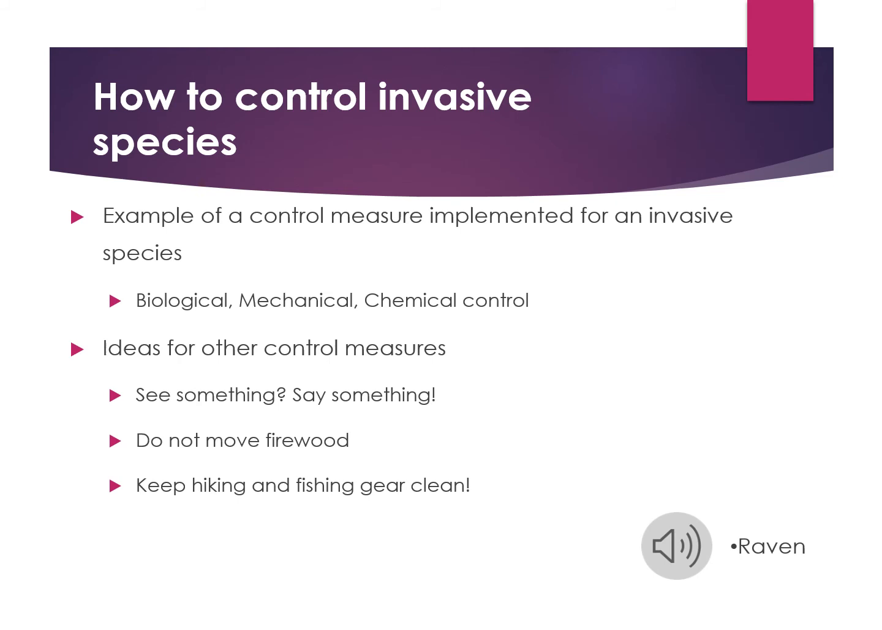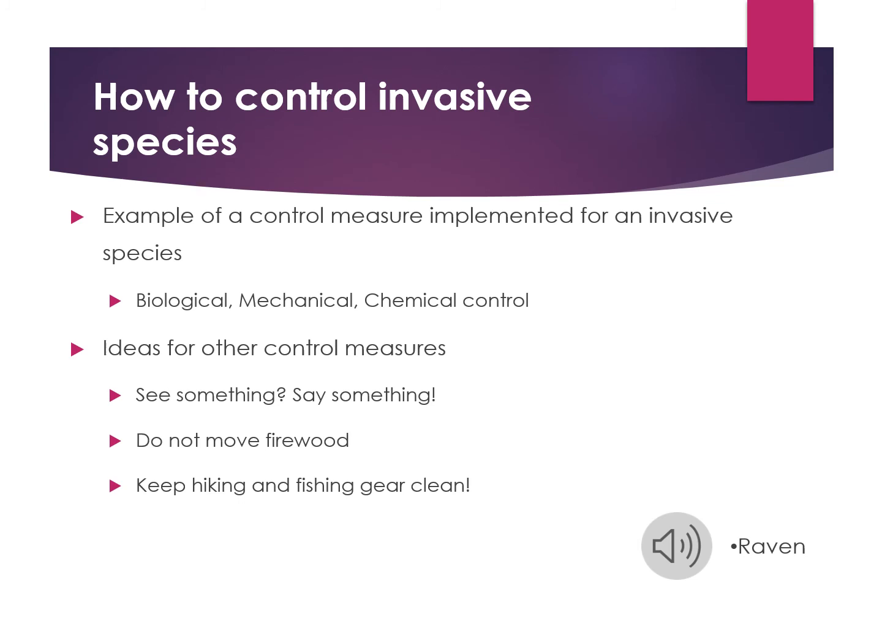Mechanical control includes mowing, hoeing, cultivation, and hand pulling. And then the final one is chemical control, which is the use of herbicides to stop the growth and spread of invasive species. And some other ideas for control methods: if you see something, say something. That basically means if you see an invasive species, report it.